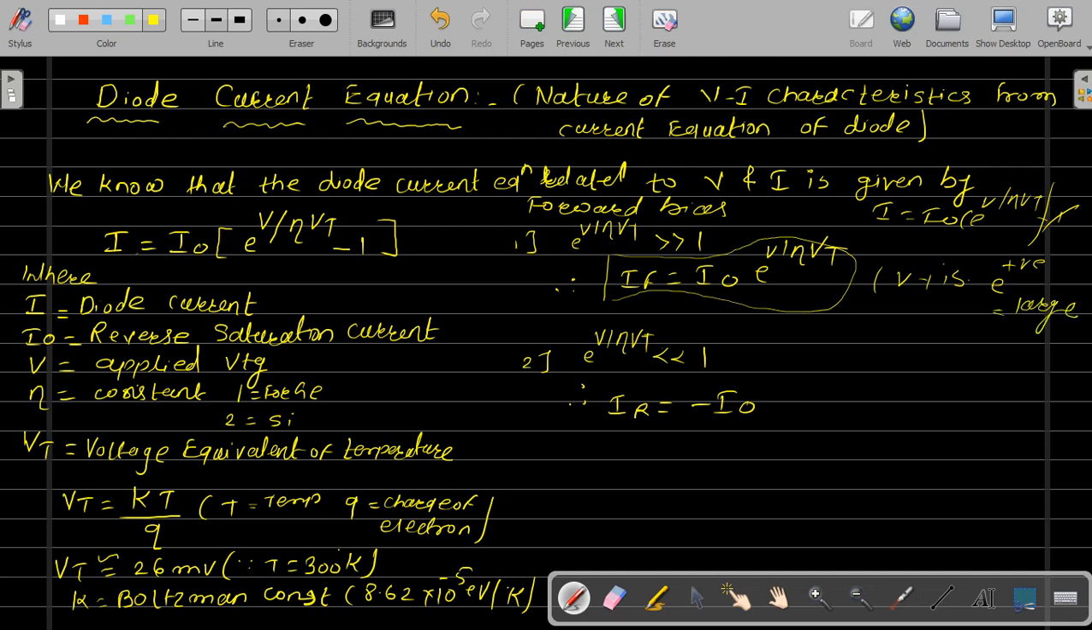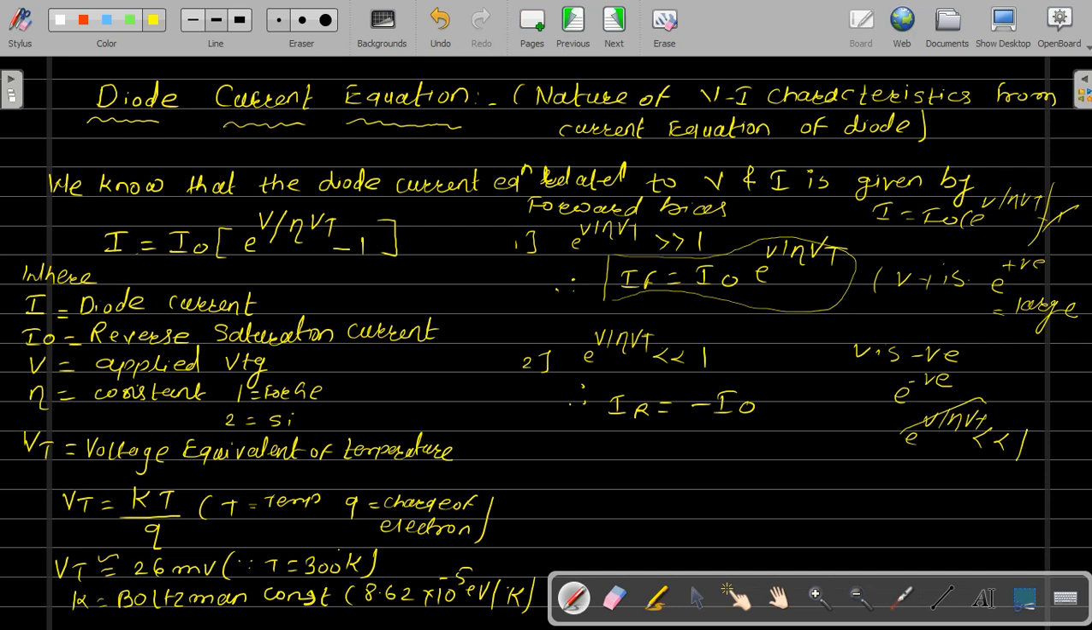In the second case, when you apply a reverse voltage, that means the PN junction diode is in reverse bias condition. That means your V is negative. When applied voltage is negative, the exponential term e power V by eta Vt is very small compared to 1, therefore it is neglected, and you will get your reverse current.